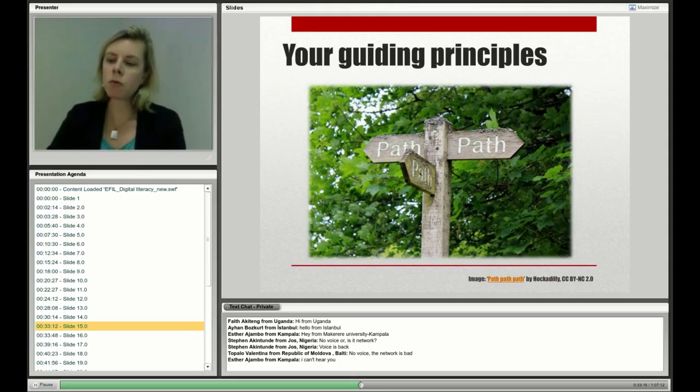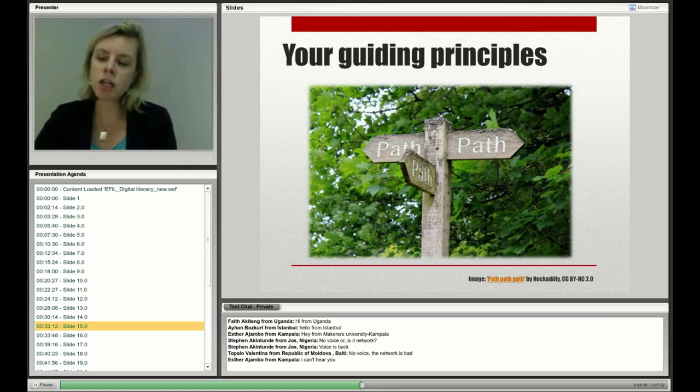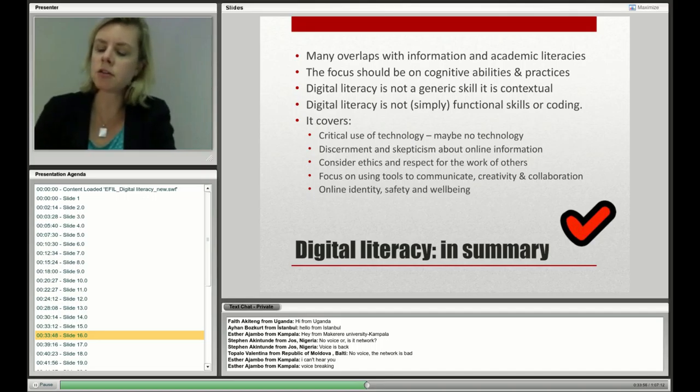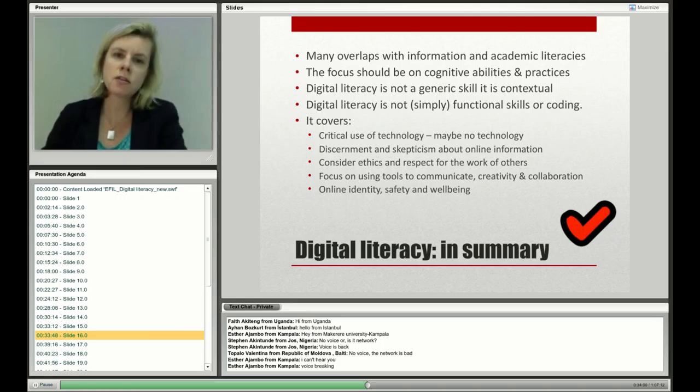I guess what I wanted to focus on, when you're thinking about digital literacies, is to have a think about where you're going and what your guiding principles are going to be here. And as I said when talking about our model, what you want is learners who are lifelong learners, who understand that they need to constantly be evaluating their own skills and looking at new tools that are out there. So to summarise, when thinking about digital literacy, and as hopefully looking at the models has helped you see, there are many, many overlaps between the term digital literacy and the terms information literacy and academic literacies.